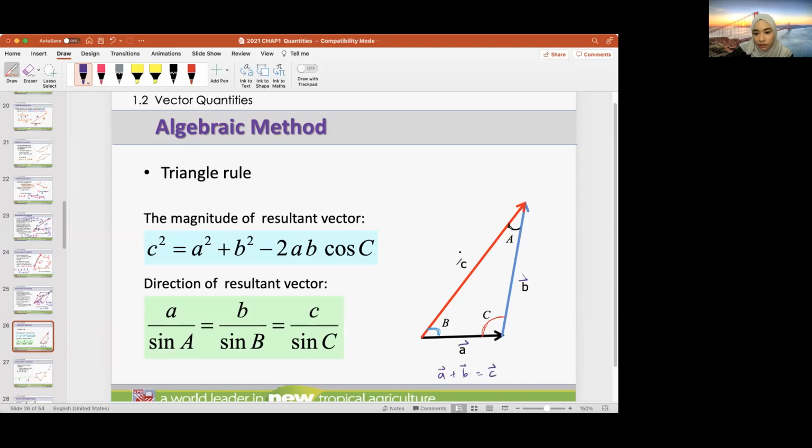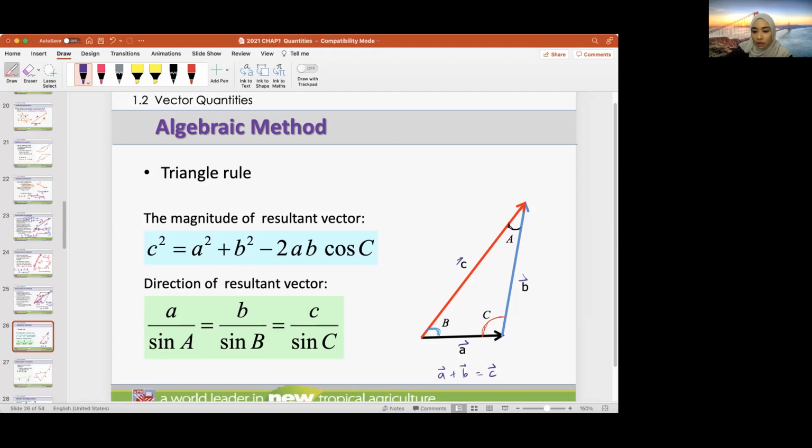This is also a vector. So C vector is R vector in this case. You can change the name, but R vector is like universal. When people look at R, they know, oh, this is the resultant. But it's not necessary for you to name your resultant as R. You can write it as D, C, whatever you like. Okay, so in this case, the resultant vector is called C. Okay, so using your, what do you call this, triangle rule.